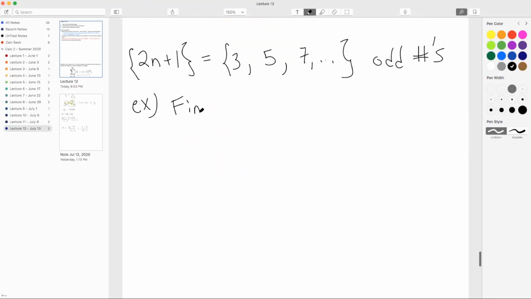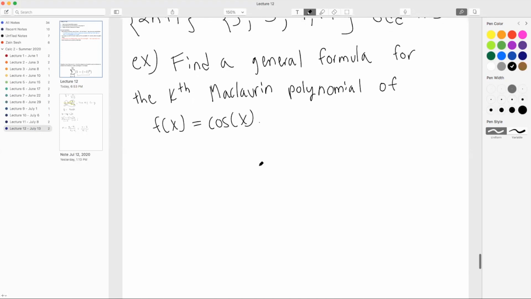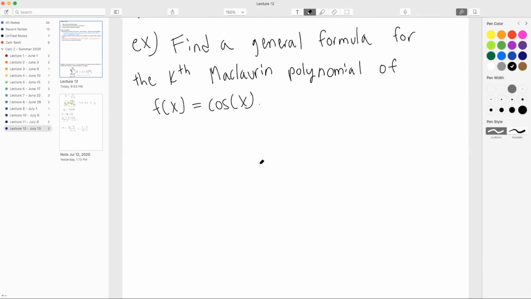So find a general formula for the kth Maclaurin polynomial for f of x equals cosine of x, okay? All right, so this is going to be very similar to the example with sine of x. So we just need to work out the first few derivatives and evaluate them at x equals 0. So remember, we're doing the Maclaurin polynomials, so that's when a is 0, all right?